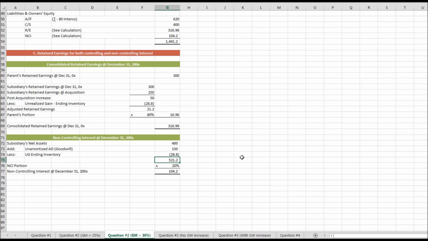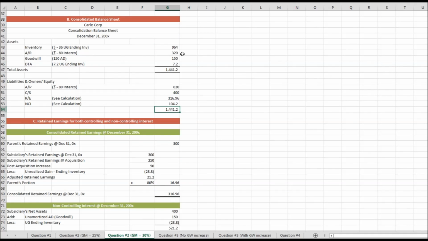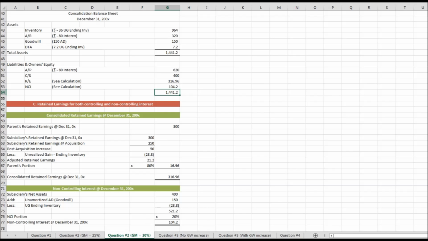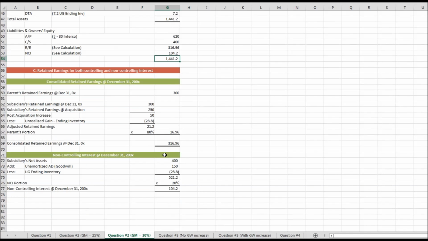$521.2. And we've got to figure out what the non-controlling interest portion is. So we simply multiply it by 20%, and we get a non-controlling interest at the year end of $104.2. And if we plug that into our income statement and our balance sheet, then that should all balance right there. Excellent. So that was question 2. We're going to be moving on to question number 3 now. Of course, if you did use the 25% gross margin, feel free to download this Excel spreadsheet and take a look at how that would turn out with the 25%.